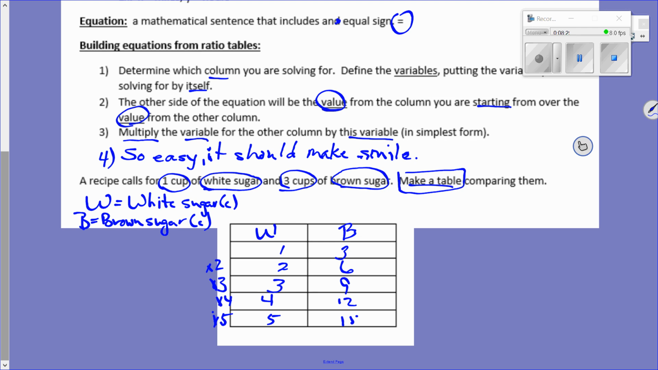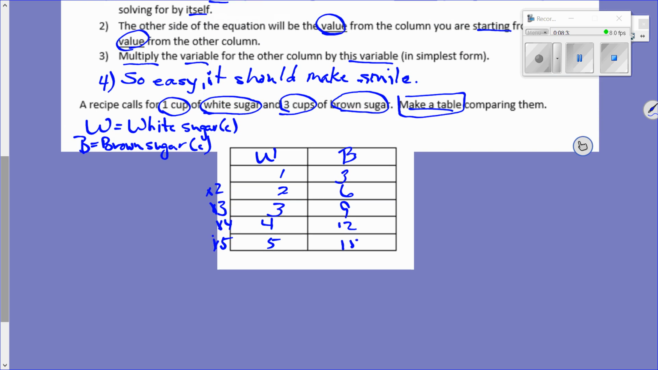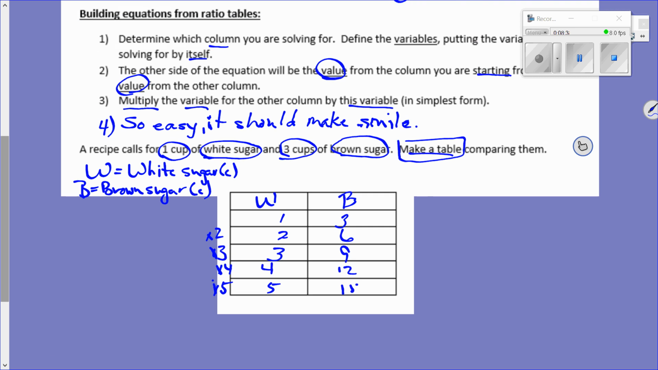Now that we've got you comfortable with that, let's really rock your world. And now we're going to make some equations. So, let's go to our building equations from a ratio table notes. Here's what's going to happen, guys. I'm going to start with what I want to solve for. So let's say I want to solve for white sugar. So that's the first thing I write down: W equals. So, determine which column I'm solving for, it goes by itself. So the W is alone on this side of my equation.